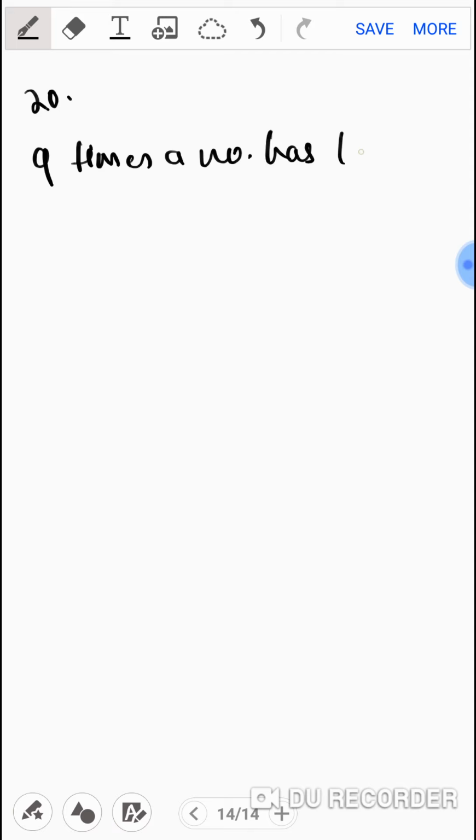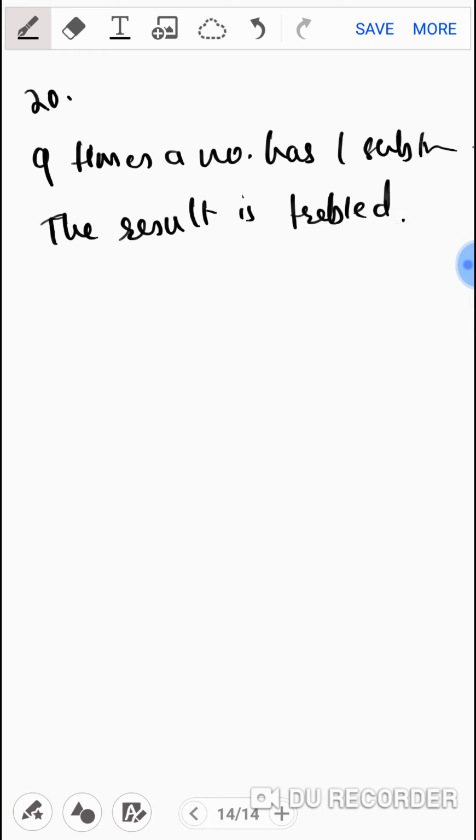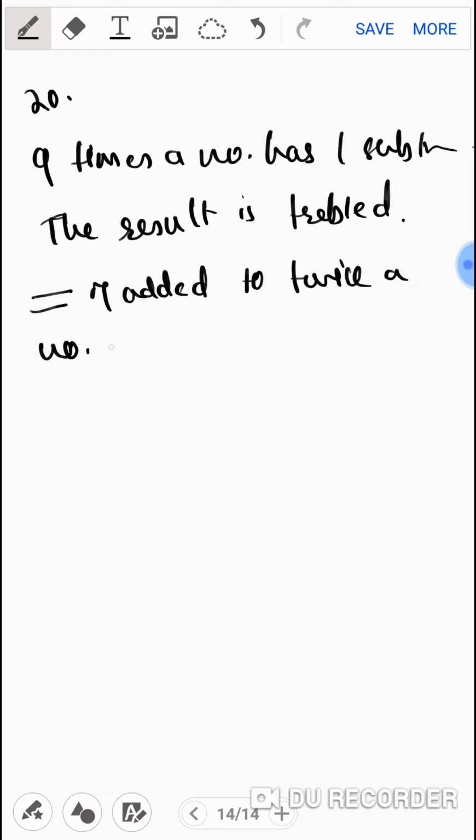Problem number 20. 9 times a number has 1 subtracted. The result is tripled. The answer is same as 7 added to twice a number and multiply the result by 7. Find the number. I'll help you to make the equation.